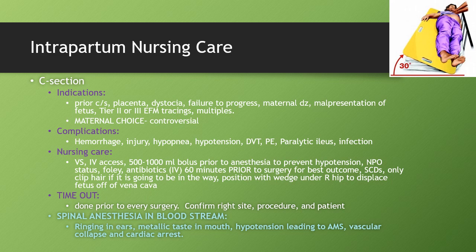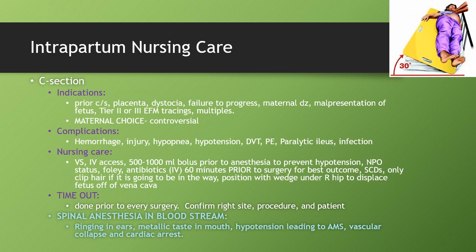Malpresentation of the fetus, so a breech fetus, a transverse fetus, an OP fetus that just can't be delivered vaginally, those will go for section. And then category 3 fetal heart rate definitely, and category 2 fetal heart rate could be, especially if we can't improve it with intrauterine resuscitation and repositioning of the mom. And then multiples oftentimes will go for C-section unless they're progressing well with a vaginal delivery.